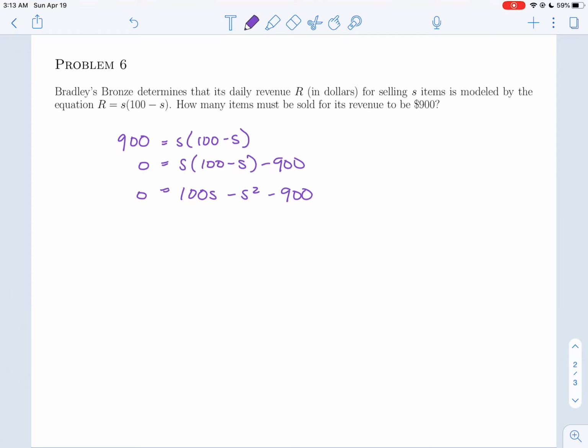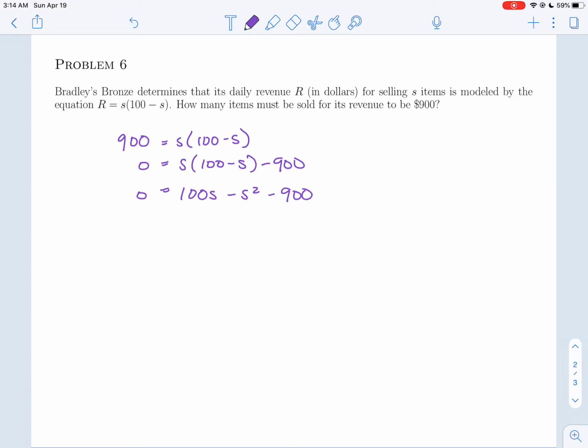So you'll notice with this one, it's actually not in the order we're expecting it to be. So there's 2 ways you can go about that. The first is that you can rearrange it, put it in the order you're expecting, or you can be conscious of the fact, right, that the a is the -1 here on this s squared, the b is the 100, and the c is the -900. The order doesn't matter as much as the exponent on that variable part.